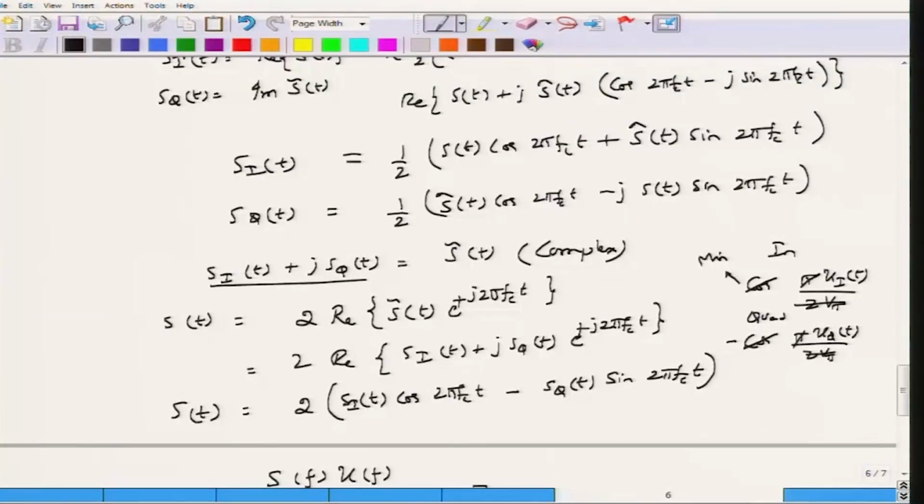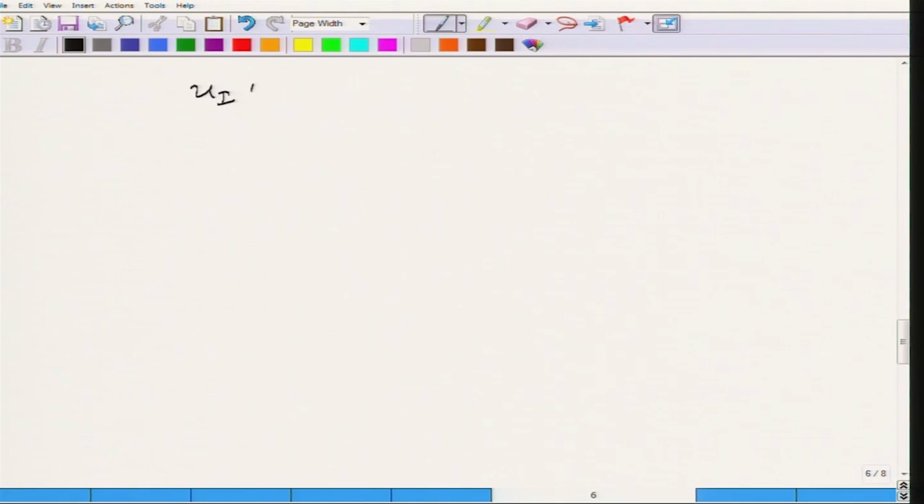The output of the IQ modulator was ui of t approximately plus j uq of t. This was multiplied by e to the power j omega s t. So, what we have seen is that this IQ modulator is actually implementing the IQ representation of the signal s of t. So, by modulating the in phase and the quadrature components, it is possible for us to perform the IQ modulation. So, this is the significance of complex envelope.